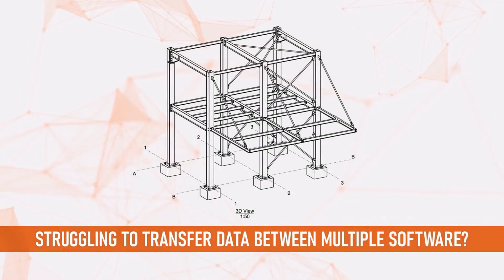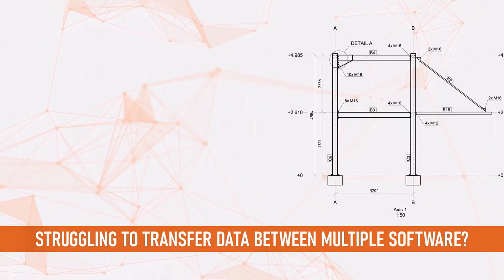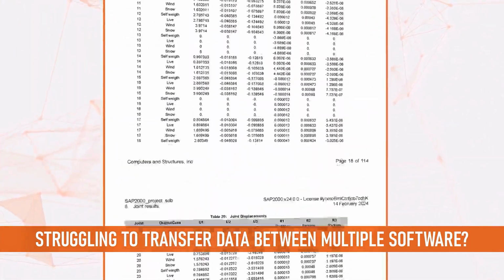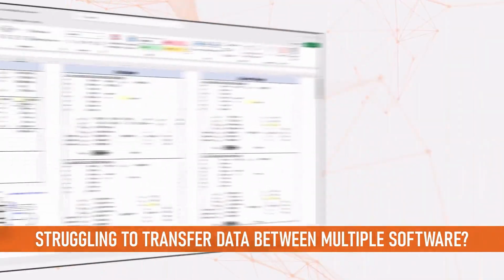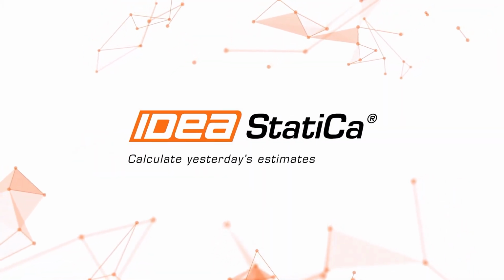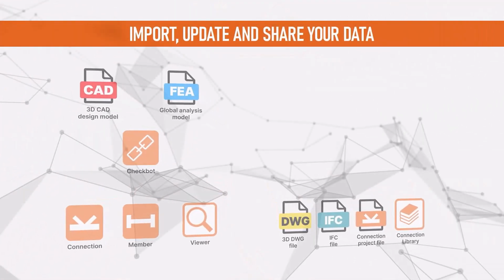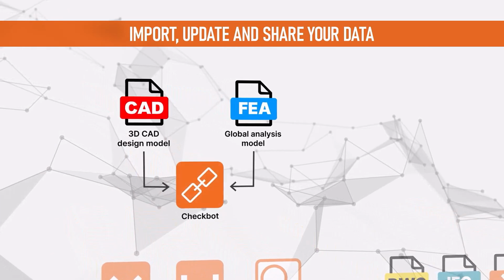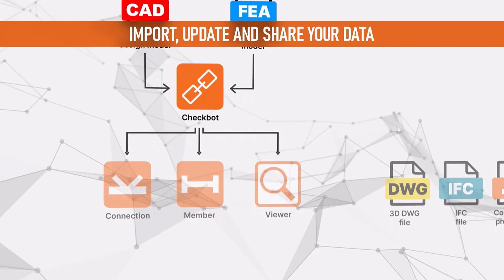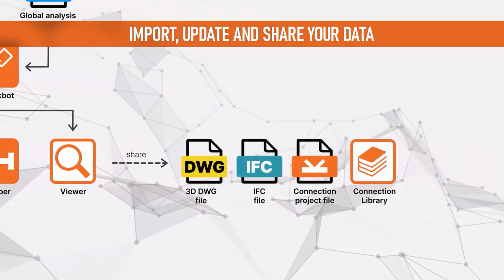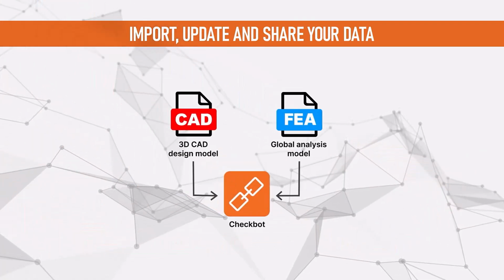Are you struggling to navigate the multiple software platforms necessary to carry out connection design? Are you finding that manually transferring data between these systems using spreadsheets is often a time-consuming and error-prone task? With IDEA StatiCa's extensive BIM links, you have not one, but 3 ways in which you can streamline your connection design workflows, allowing you to 1. Import, 2. Update, and 3. Share your data without the need for any manual data re-entry whatsoever.